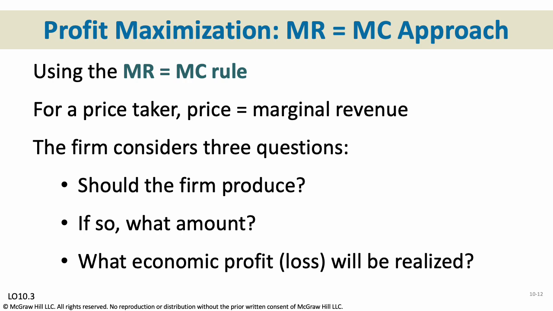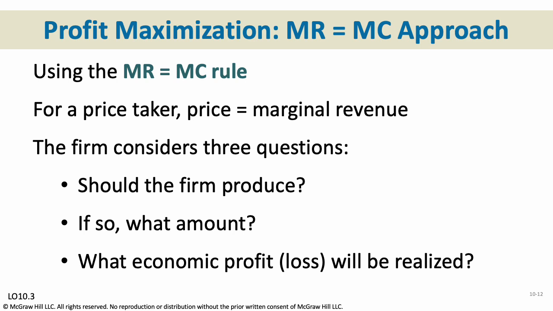So using the marginal revenue equals marginal cost rule, for a price taker, price is equal to your marginal revenue. So remember, in perfect competition, your marginal revenue or change in revenue is simply the price of this product. For each quantity we increase, that's our marginal revenue or change in revenue. So should the firm produce? If so, what amount and what profit will be realized?